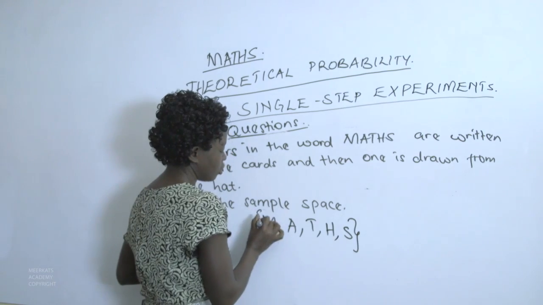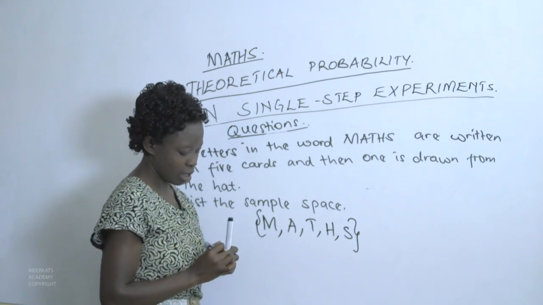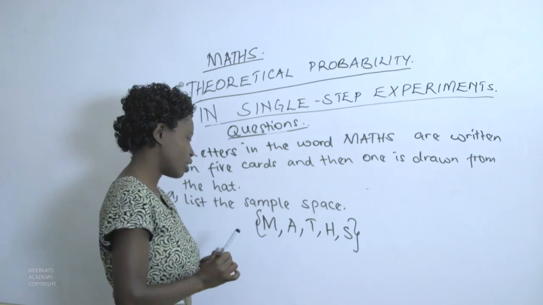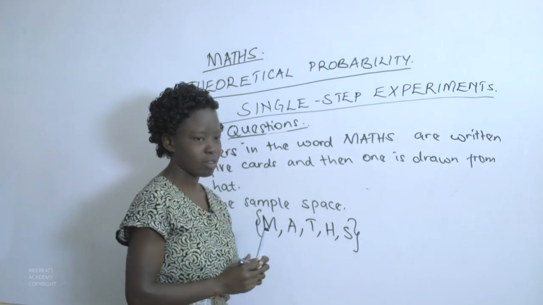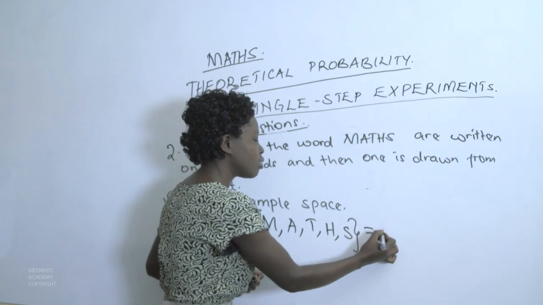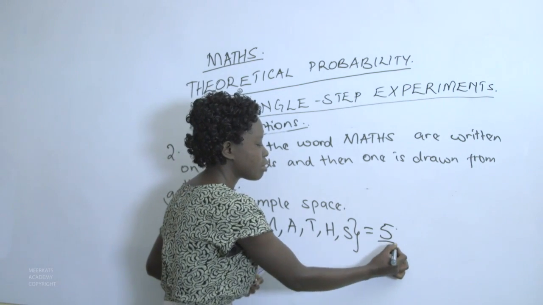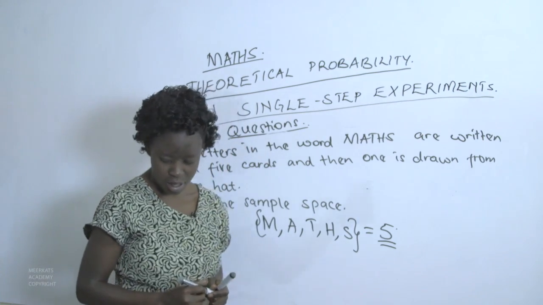So we find out what our sample space is. What does it contain? We find that it contains 1, 2, 3, 4, 5 letters. So the size of our sample space is 5.